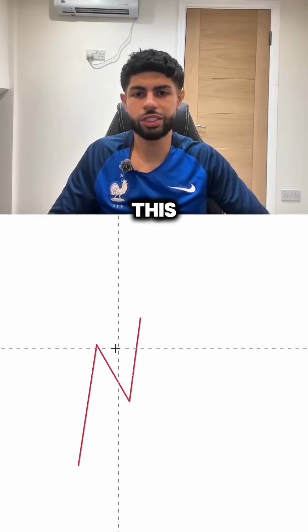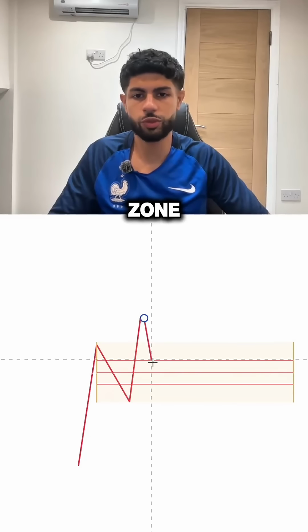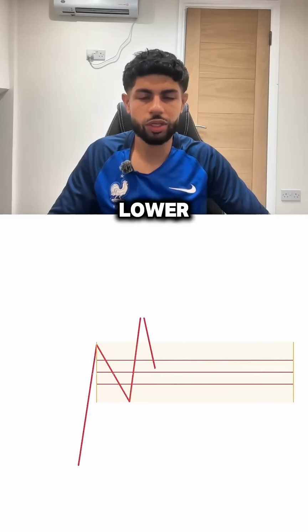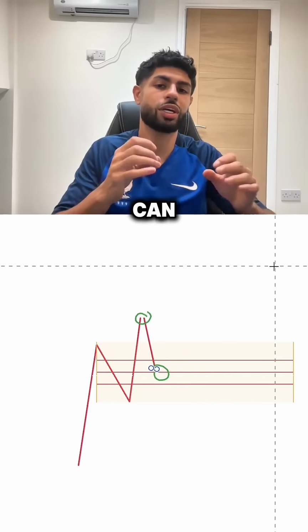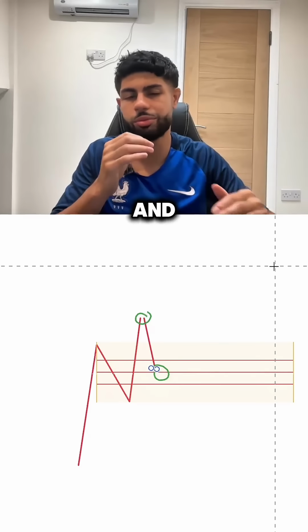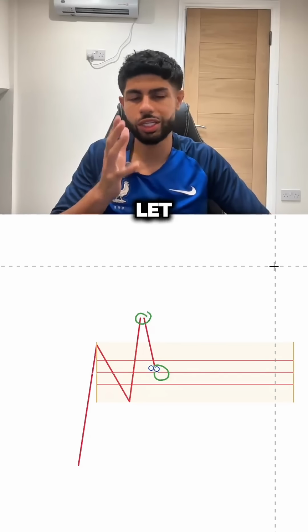In a situation like this, again, we get a break structure, we get a zone. We can see price barely left the zone before retracing. On the lower time frame, you're not going to get much structure from here to here. So that is why you can go to an even lower time frame and look for confirmation in this example. And let me show you on the charts.